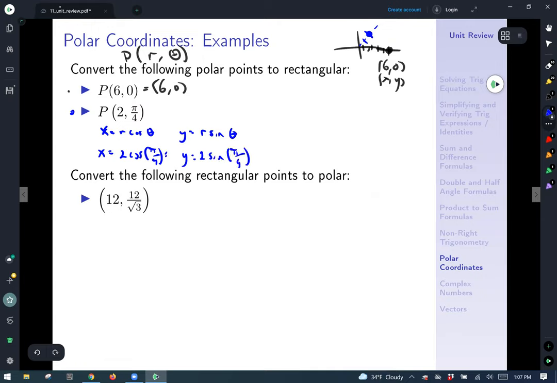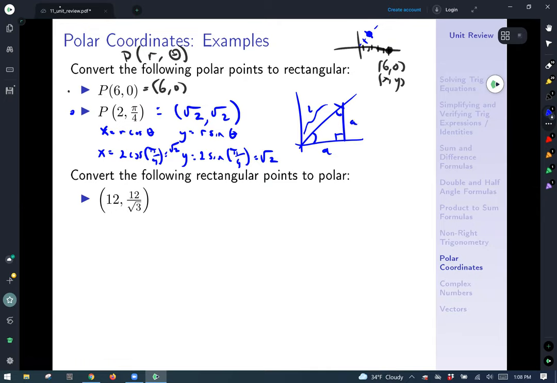Either way you slice this, you're gonna get 2 times root 2 over 2, which is just gonna give you root 2. And if you think about that, does that make sense? Well, if you're at the pi over 4 direction and you go distance of 2, what you have is a 45 degree angle. And so if you draw the little Pythagorean triangle here, it should have sides of the triangle that are the exact same length. In this case, root 2 squared plus root 2 squared gives you 2 squared. So yeah, hopefully that makes a little sense as well.